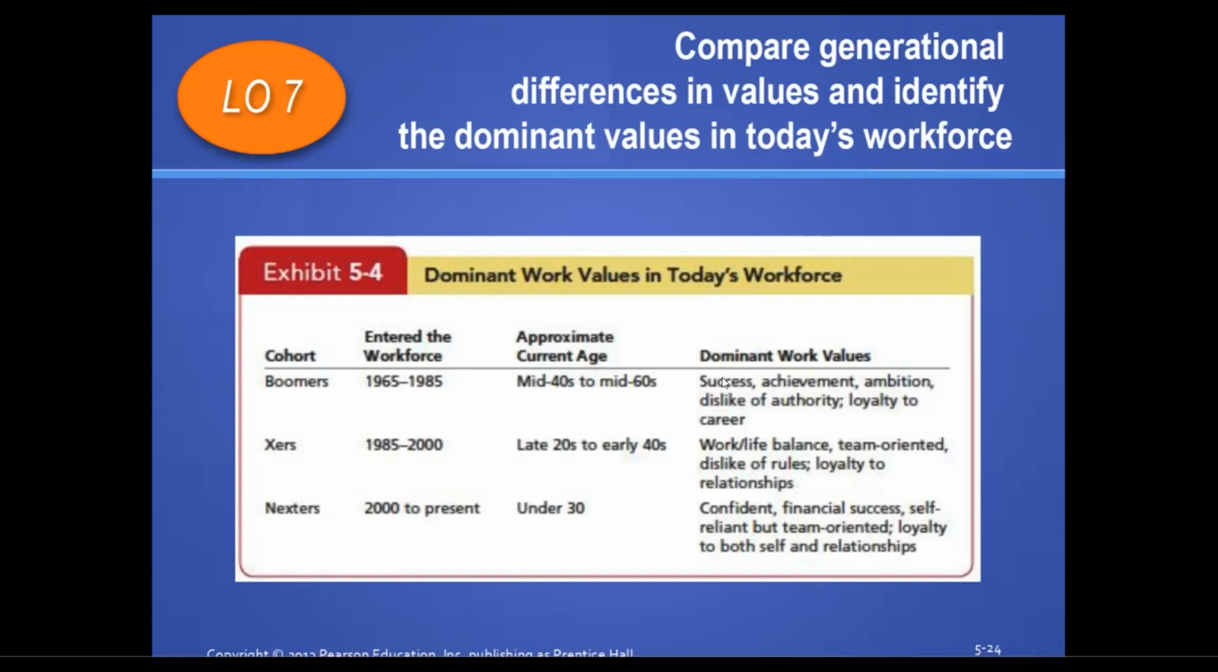Baby boomers' dominant work values: success, achievement, ambition, dislike of authority, loyal to career. But X people are concerned about work-life balance, team-oriented, dislike of rules, loyal to relationships. The next generation, the nexters, are confident, value finance and success, self-reliant but team-oriented, loyal to both self and relationships, etc.